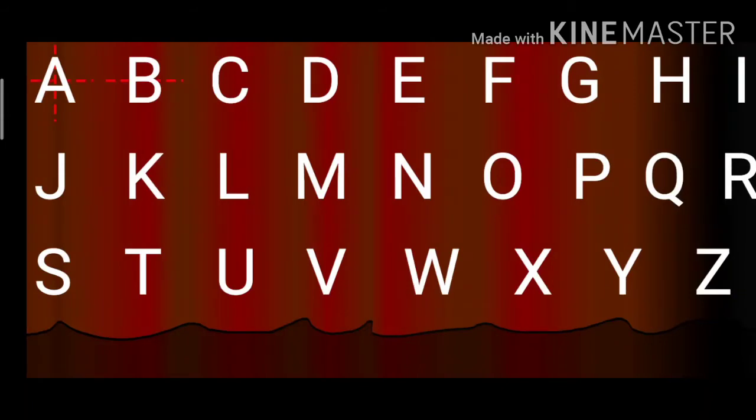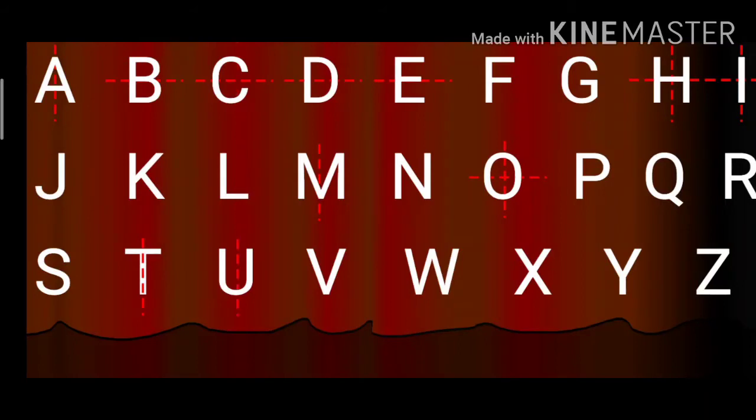In letter N, there is no line of symmetry. In letter O, there are two lines of symmetry. In letter P, there is zero line of symmetry. In letter Q, there is zero line of symmetry. In letter R, there is zero line of symmetry.